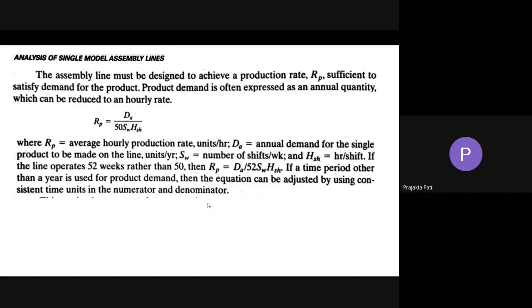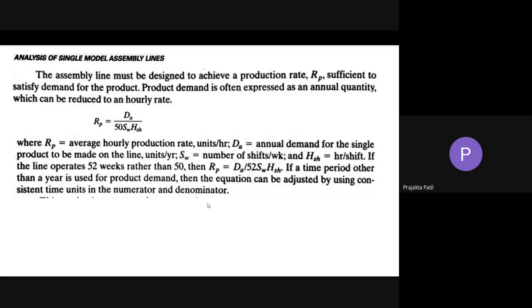So if the line operates 52 weeks rather than 50, then Rp will be what? It is Da / (52 × Sw × Hsh). So if a time period other than a year is used for the product demand, then the equation can be adjusted by using consistent time units in the numerator and the denominator.